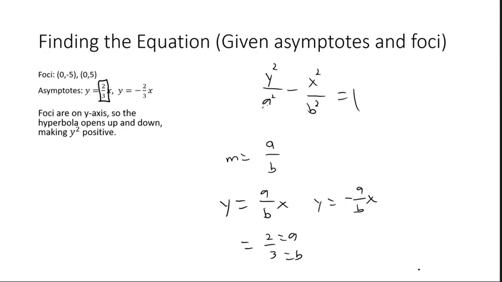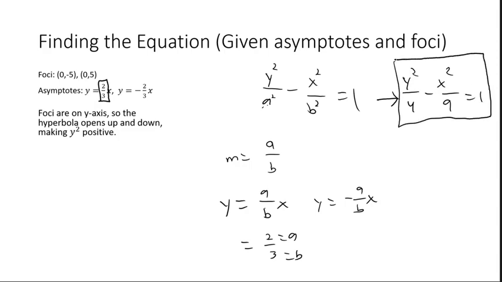So for our equation, to finish off, replace the a with a 2 and the b with a 3 to get y squared over 2 squared, which is 4, minus x squared over b squared is 9, 3 times 3, equals 1. So this here is our equation of that hyperbola.